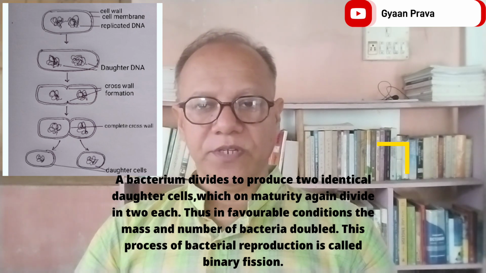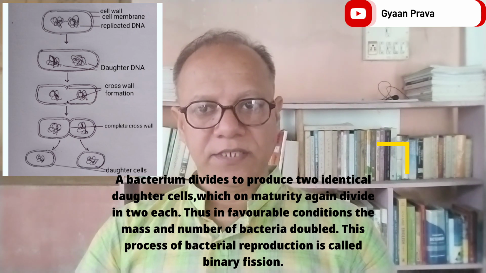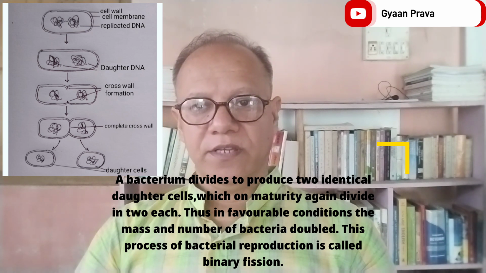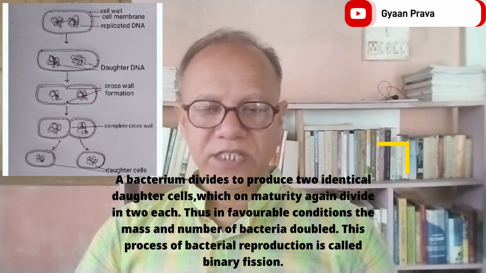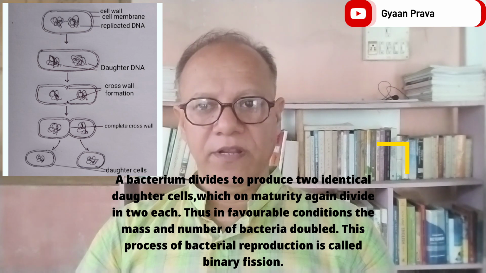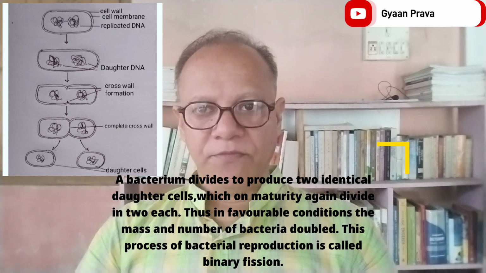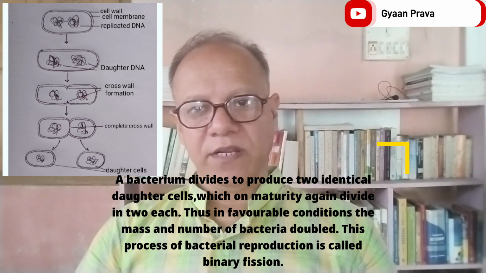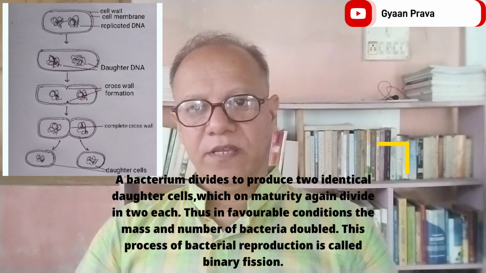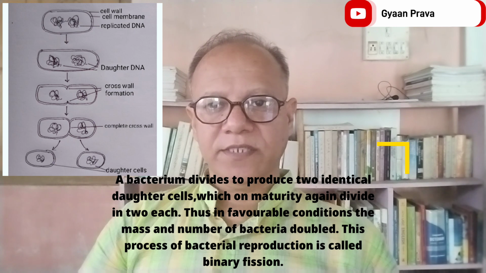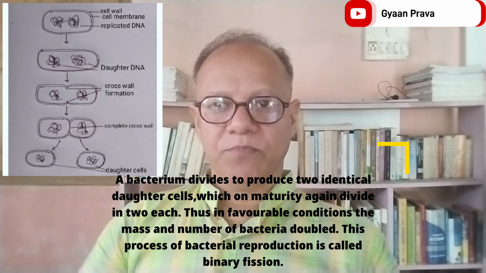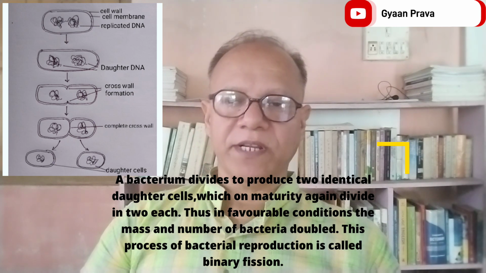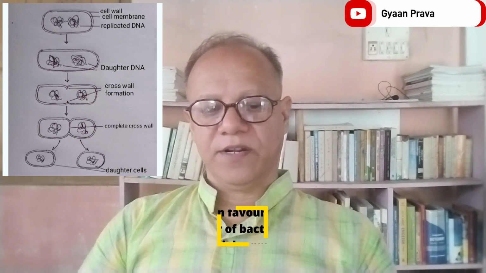Again, after maturity, these two daughter cells also divide. Thus, when the conditions are favorable, the number of bacterial cells as well as the mass doubles. This is termed the binary fission process used for bacterial reproduction.